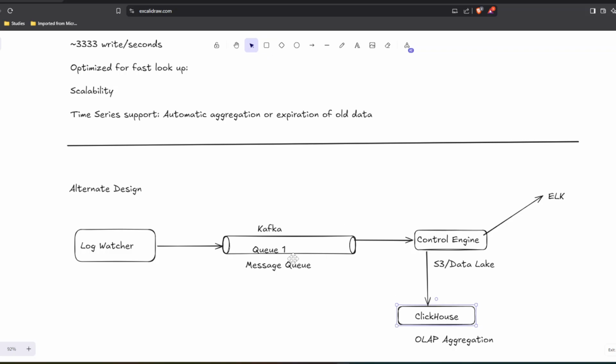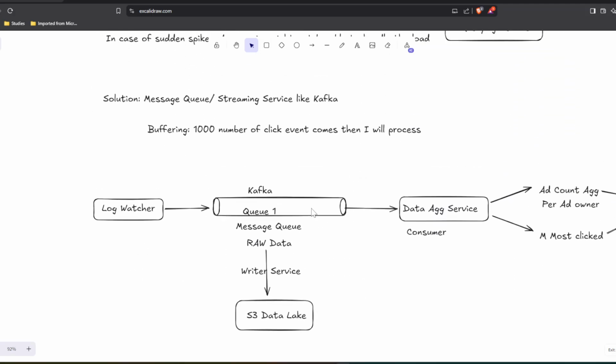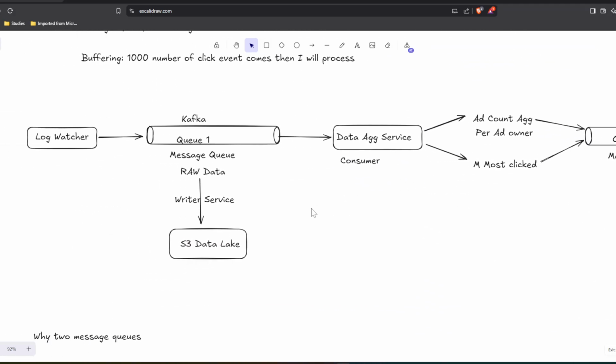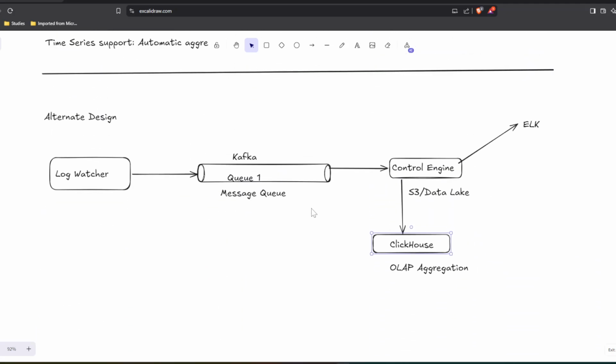So if you have to design it from scratch, I think this is the best design we can do. And if we think that we need that complete OLAP aggregation, then we can be more technology specific. Like we can use Elasticsearch for our querying, the whole ELK stack we can use, and ClickHouse we can use for our OLAP aggregation.